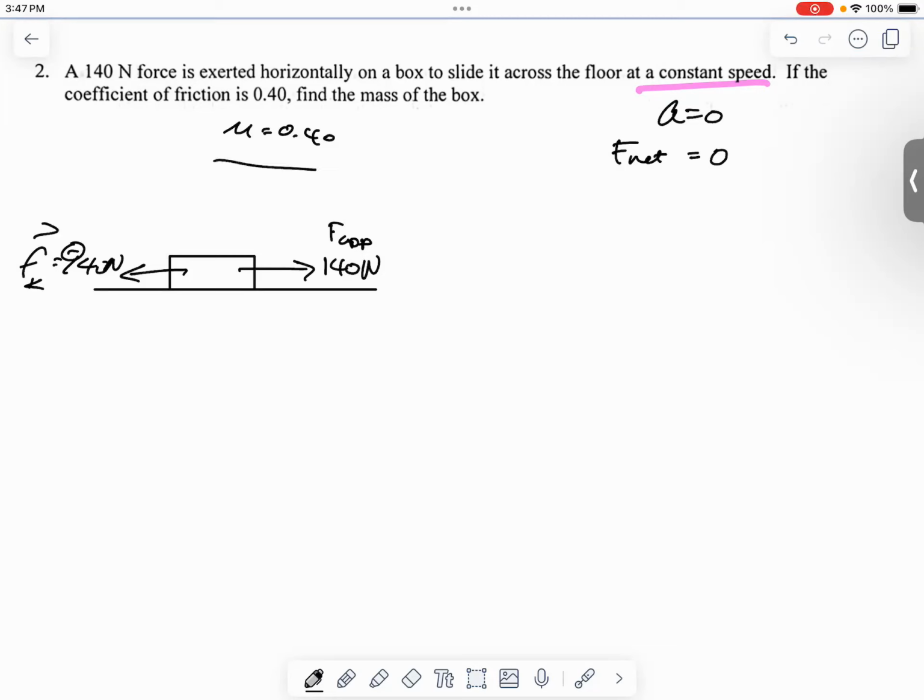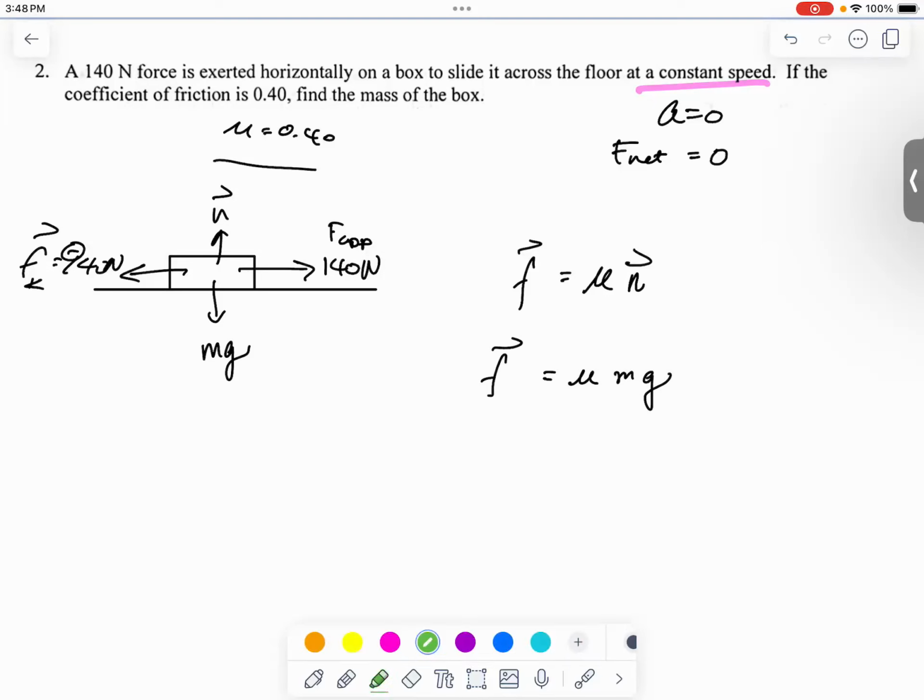And we know the mu, so that means with the equation that has to do with the friction, we have the friction already, we have the mu already. That means we can calculate N. And in this case, N is directly equal to the weight of the box. So you can actually substitute mg into the normal force.